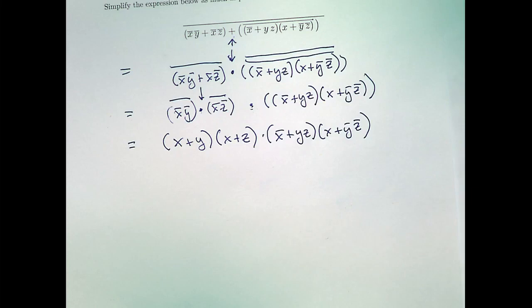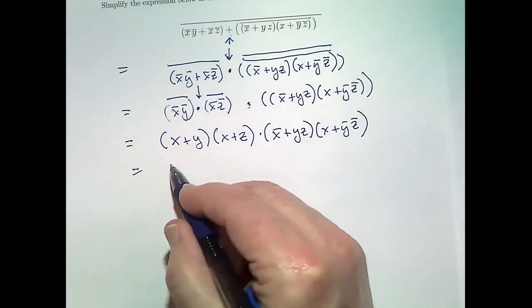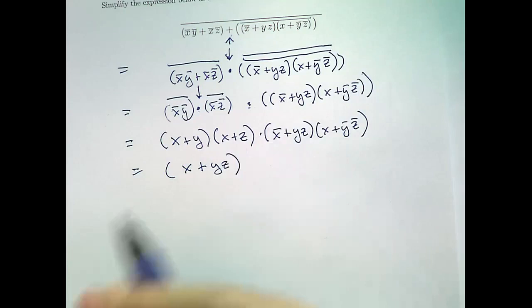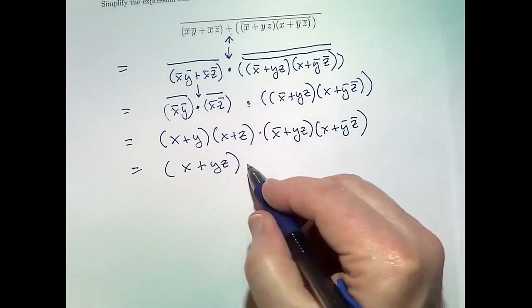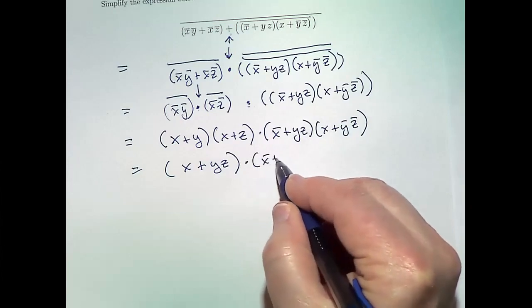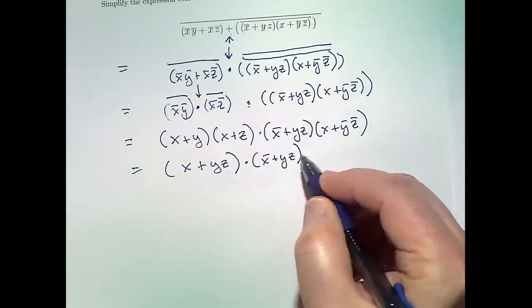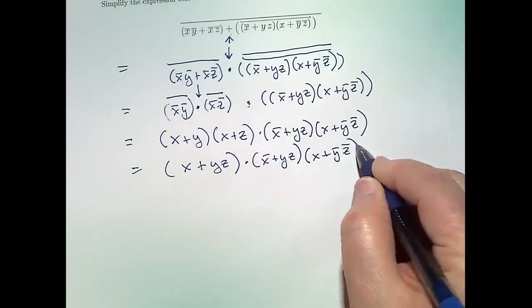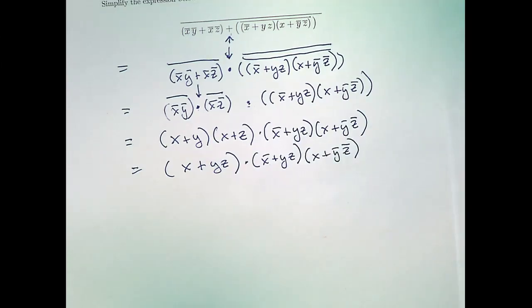Yes. The left side turning to x plus yz. Okay, so this is this strange factoring or distribution law that you can only do in Boolean algebra. Okay. What happens next?